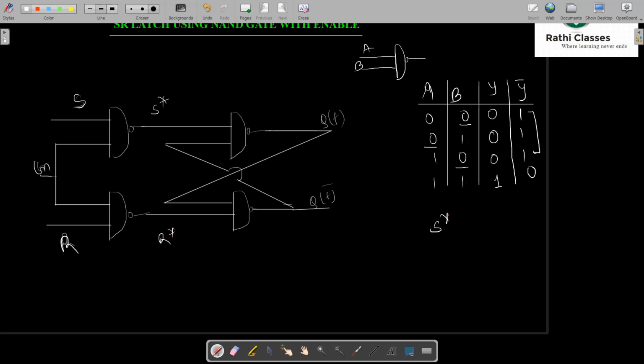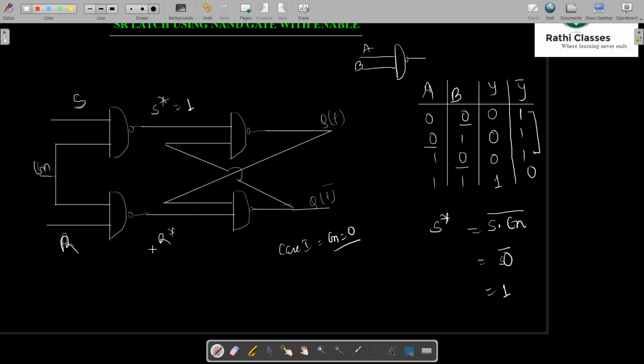So what will S star be? S star is nothing but S dot EN, whole bar. The first case: what if enable equals 0? If enable equals 0, then 0 dot S would be 0, and 0 bar would be 1. So S star would be 1.